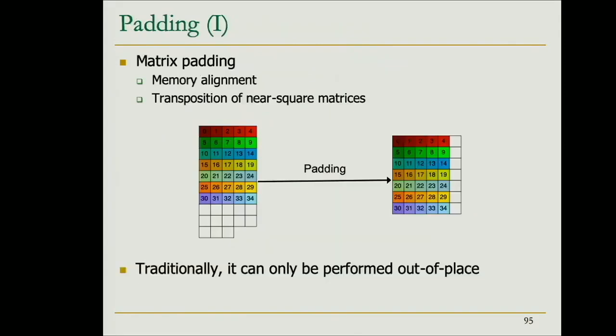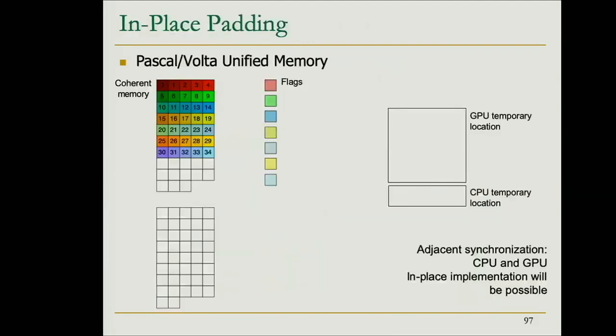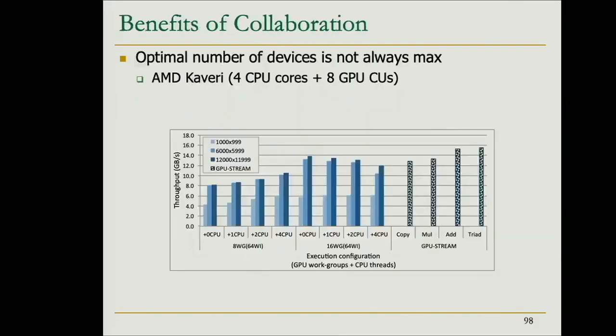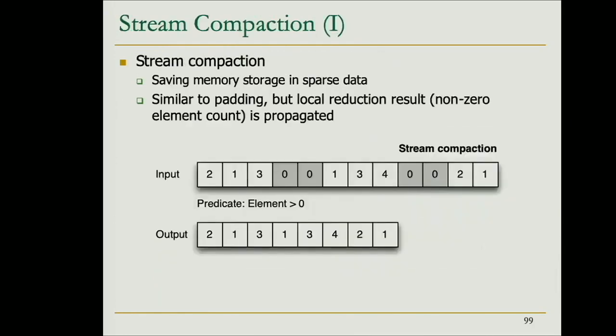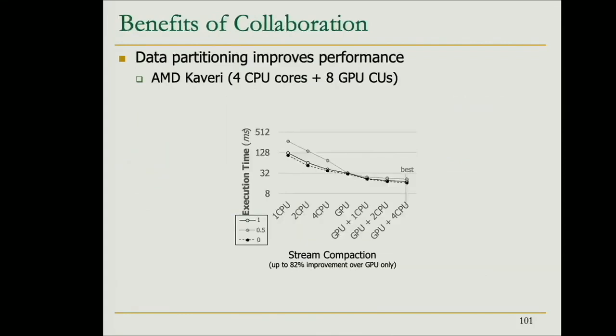Here you have a performance improvement on an AMD Kaveri, which is an integrated system on chip with 4 CPU cores and 8 GPU compute units, or GPU cores in AMD terminology, and here it's a 47% improvement over the GPU-only version. Here you have a few more examples, padding. I won't go over these, but you can see some results showing performance improvement. This is another thing, string compaction. In this case, how much? 82% improvement on this AMD Kaveri over the GPU-only implementation.